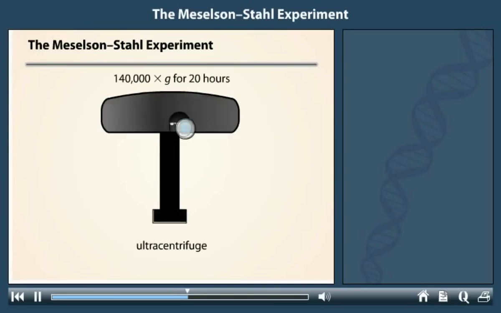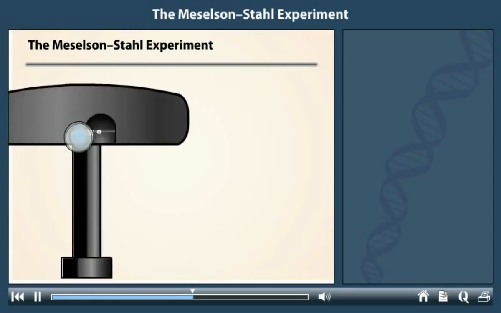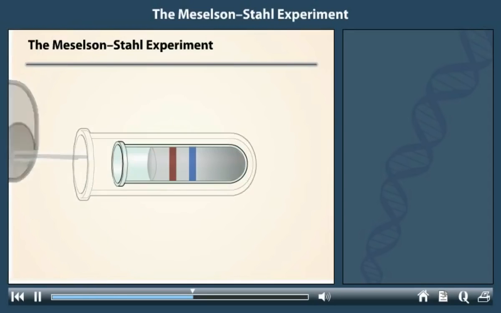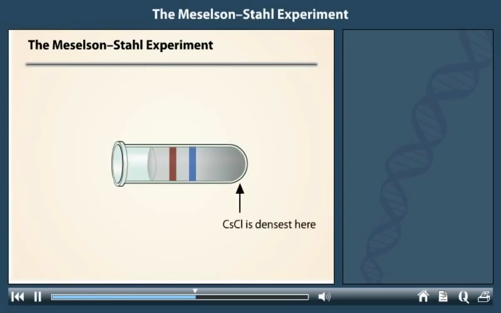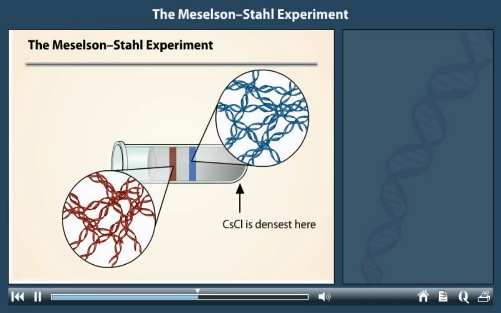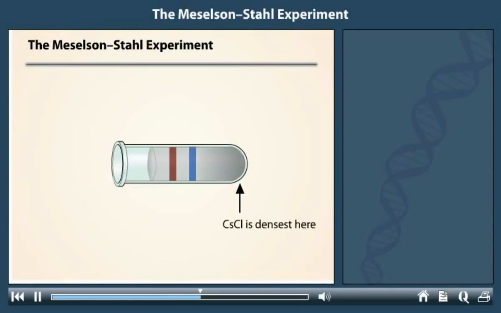At this high speed, cesium ions have a tendency to sediment toward the bottom of the tube, forming a higher density solution at the bottom compared to the top. Other substances, such as the DNA, move to the position within the tube that matches their own density.